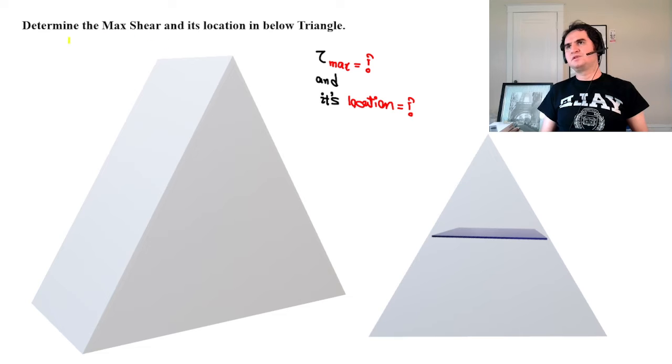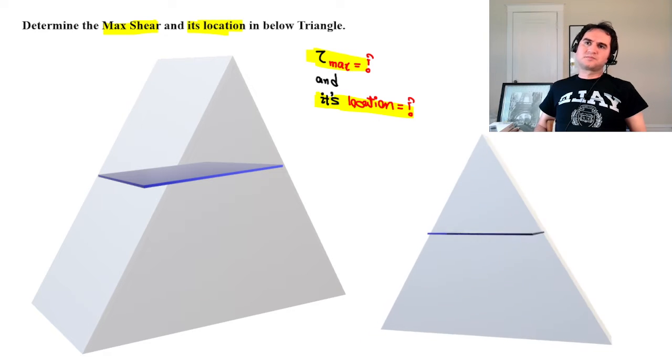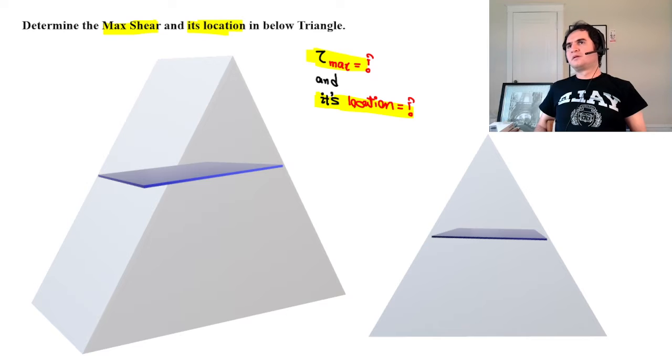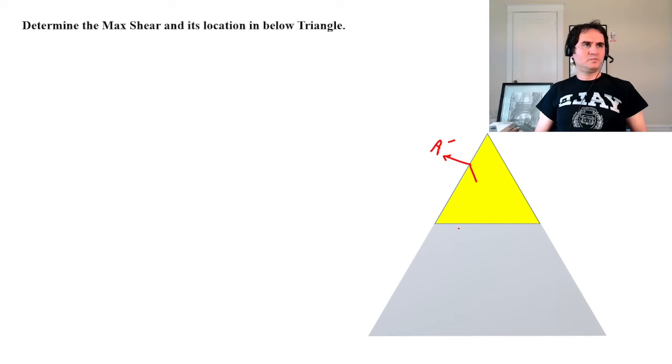So just assume we have a triangle and we want to know the maximum shear again, what tau max is, and also its location, the location of maximum shear. In such a case, let's consider again an area A prime for our element, that's for Q.